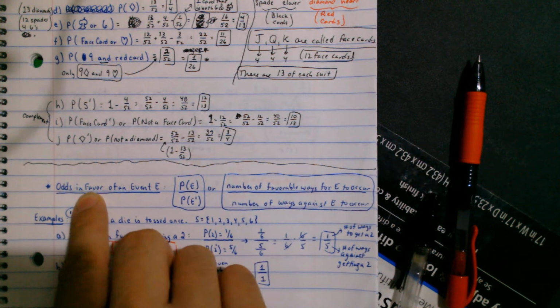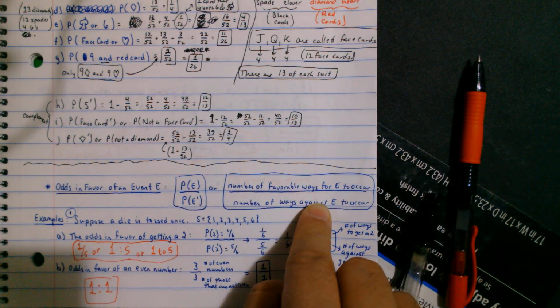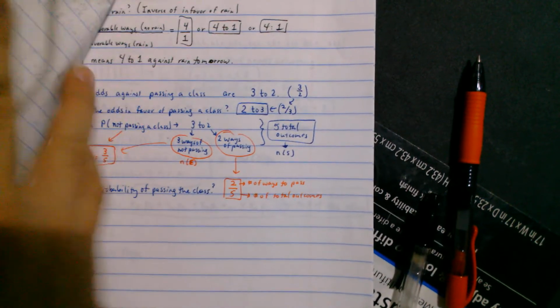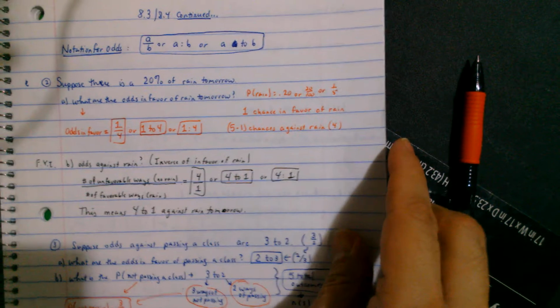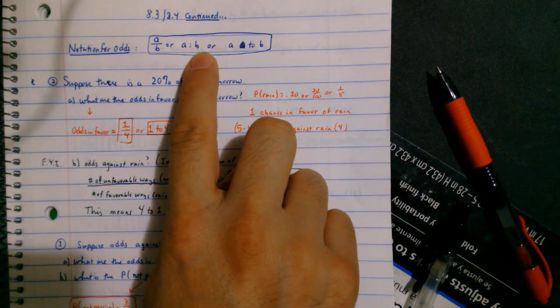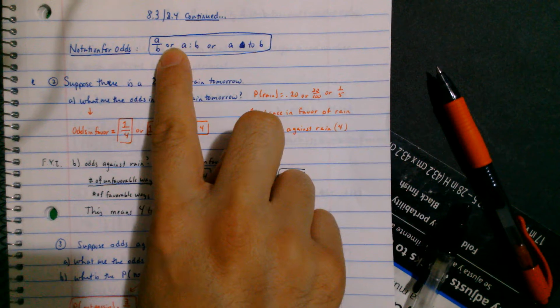Now the odds against you, which I'll turn the page in a second, are the ways against you divided by the ways for you, the reciprocal. So it's kind of like a probability. It includes probability, but it's not. There's a connection, but it's not really probability. So odds, like I mentioned here, as a colon, or you can actually say A to B, or divide them.